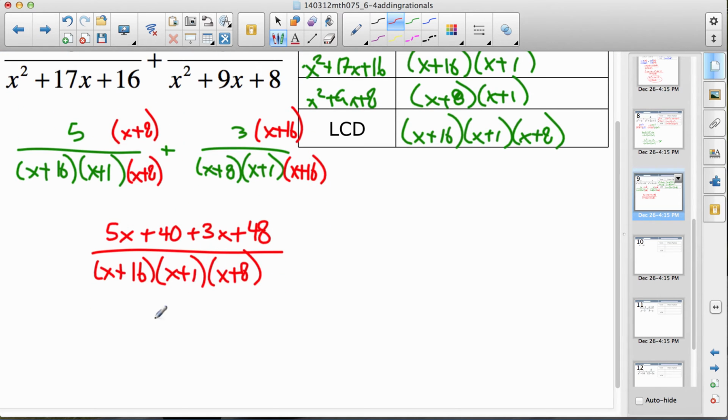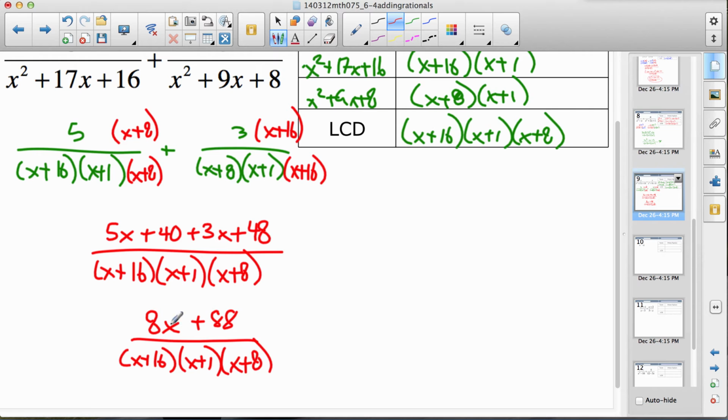Okay, then I gather my like terms on the top. 8x plus 40 plus 88 over that whole denominator, x plus 16, x plus 1, x plus 8. Now this top one looks like you can also factor that. Like I can factor an 8 out. But if I get x plus 11, that's not going to cancel with anything on the bottom.